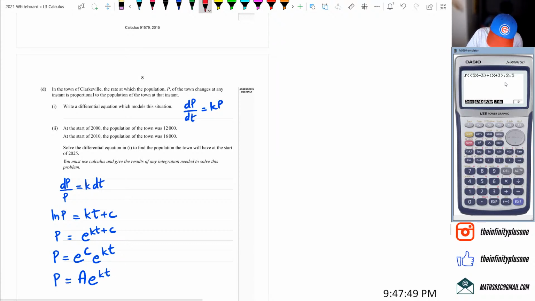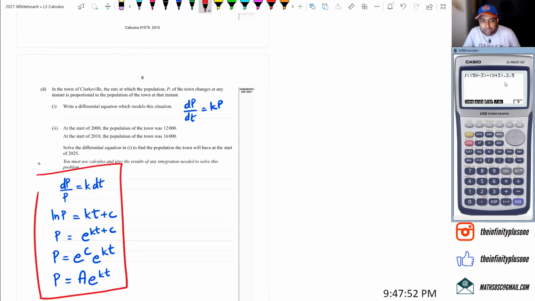Now this part in the red box is your standard bread and butter differential equation question. That's the Ae^(kt) one. You just need to know that so that you can rearrange whatever differential equation you get to P equals Ae^(kt). Now what we're also going to do is put down a couple of things here. We're going to put down t equals 0, population equals 12,000. When t equals 10, population equals 16,000.